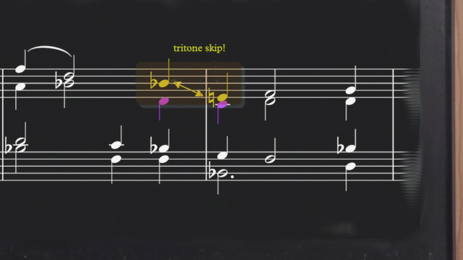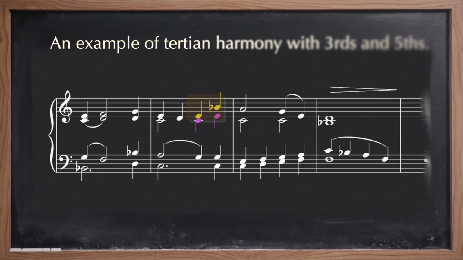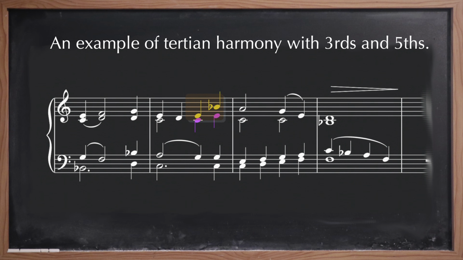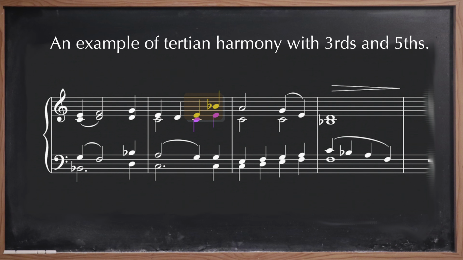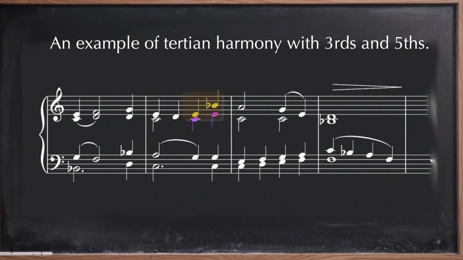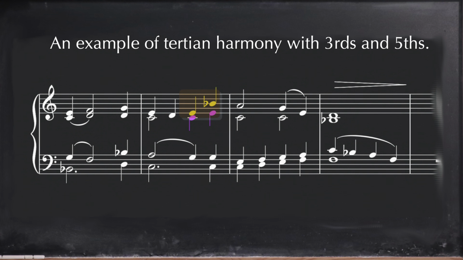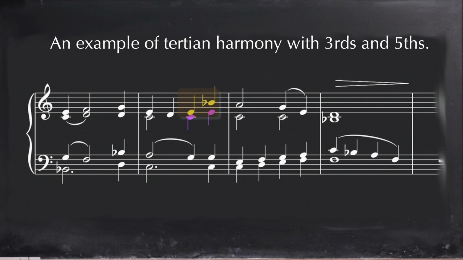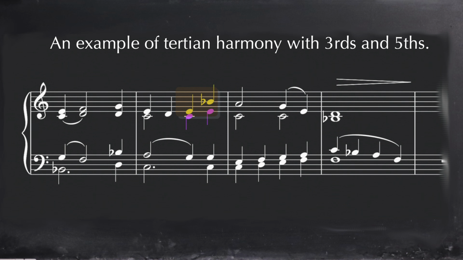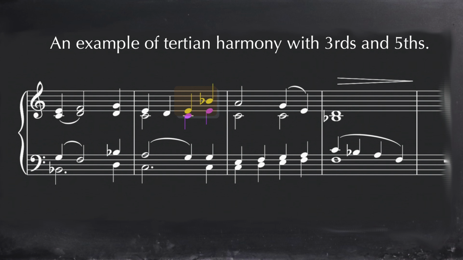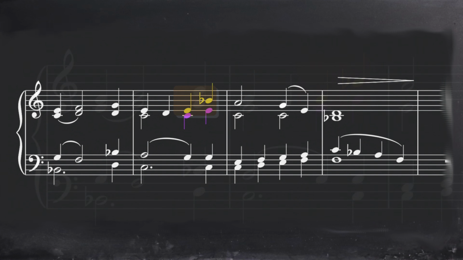Now, how does this usually happen, though? What usually happens is you have a work that has a lot of tertian harmony, meaning thirds, and also perfect fifths, just the standard type of chords that you see in most music. But then you'll have this random tritone, and it just looks and sounds out of place because it is out of place.